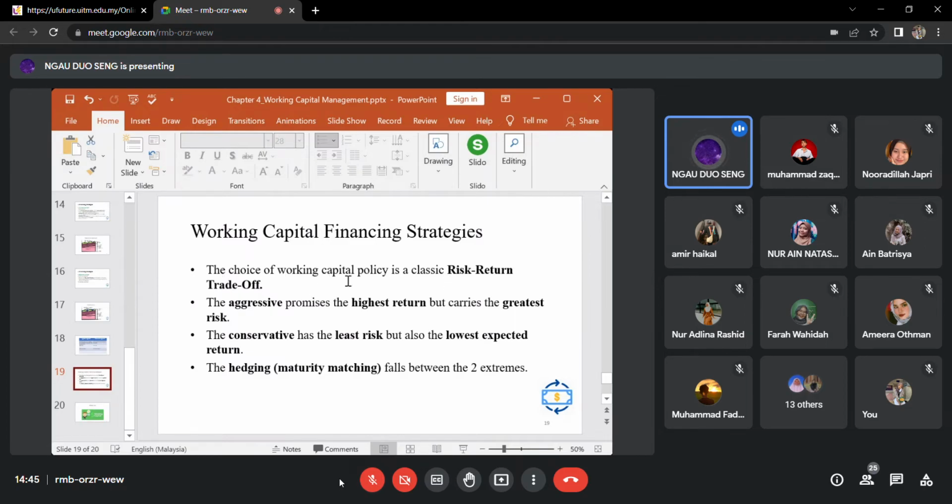Give and take means if you want high return, then you need to face high risk. The aggressive promises higher return, but carries the greatest risk, which is high risk, high return. The conservative has the least risk, but also the lowest expected return. So the hedging, maturity matching falls between the two extremes, moderate. So that's it. This one will be the working capital management.